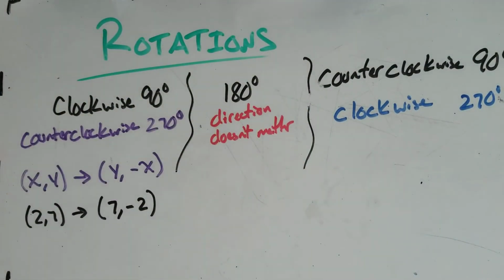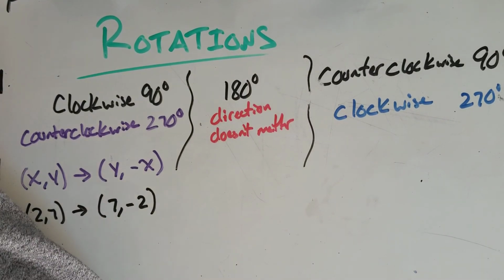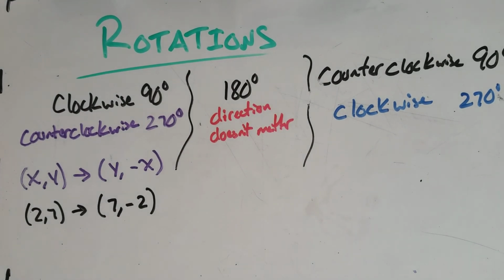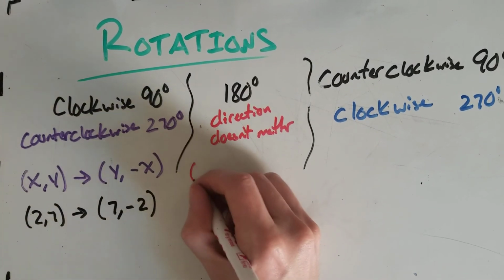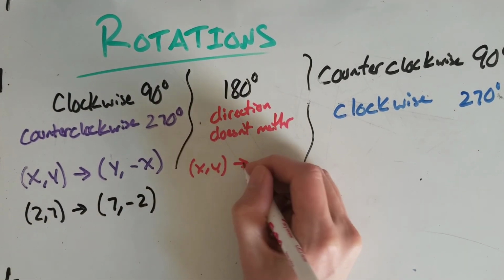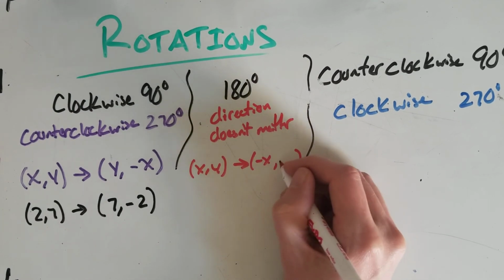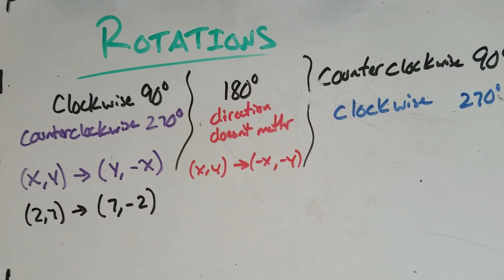All right, on to our next rule. Our next rule, we are going to do 180 degrees. So with 180 degrees, again, the direction doesn't matter for 180 degrees. And we're in red here. And here's the rule of how it works. You're going to end up staying where you are for each coordinate, but you're going to change signs. So if you're x, y, you're going to become negative x, negative y.